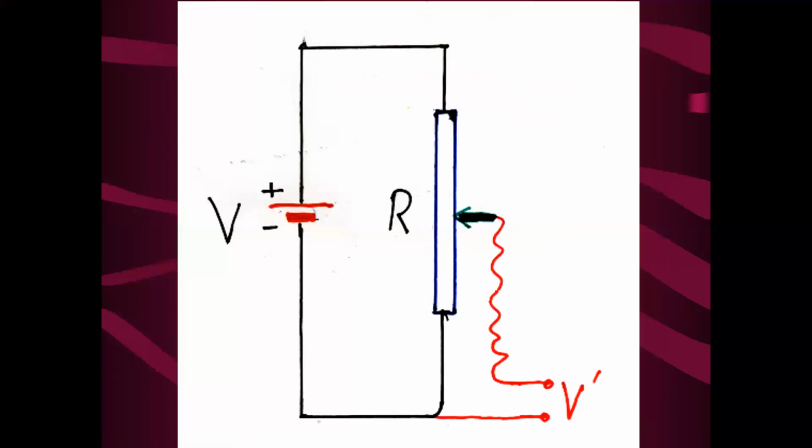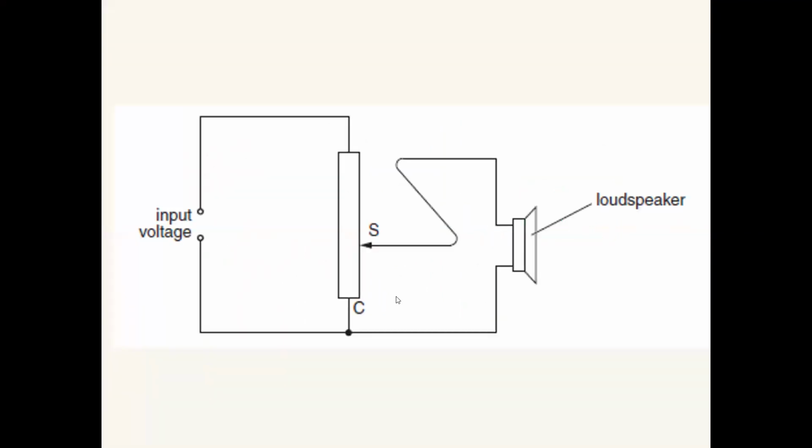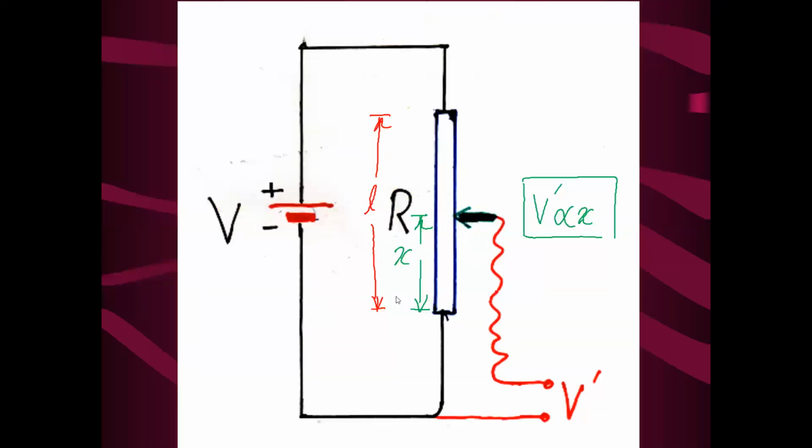It's a single long resistor. When you move it up, the distance x increases, and when you move it down, the output voltage will decrease. For example, the volume button on our mobile phones: when you press it upward, the volume increases, and when you press it downward, the volume decreases. Internally, it is a potential divider like this. Now you have to copy this screen.